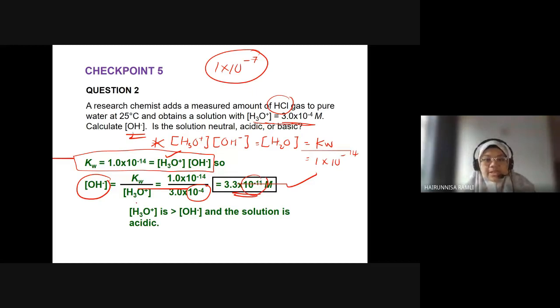That is what I said earlier, it must balance, because in the end it will maintain to get the value of KW, 1 times 10 to the power of negative 14. So here, the concentration of H3O plus is higher than OH minus. So that's the solution is acidic. So that is what we need to mention. To know whether it is acidic or basic, it is actually based on which concentration is higher. If it has more H3O plus, of course it is acidic. If it has more OH minus, it will be basic.